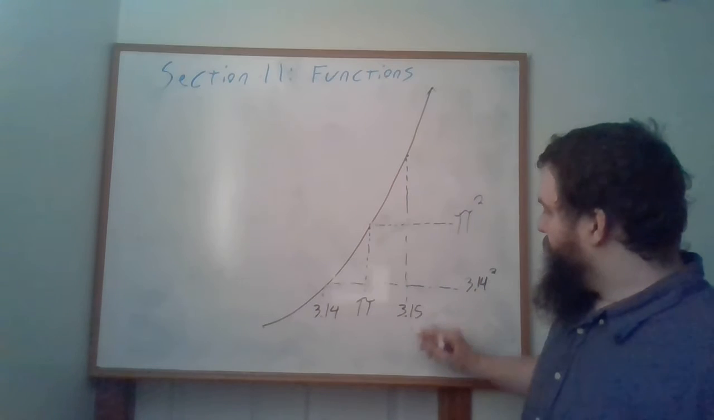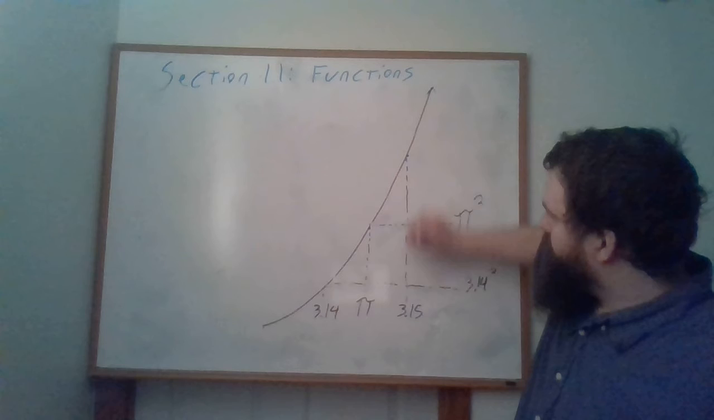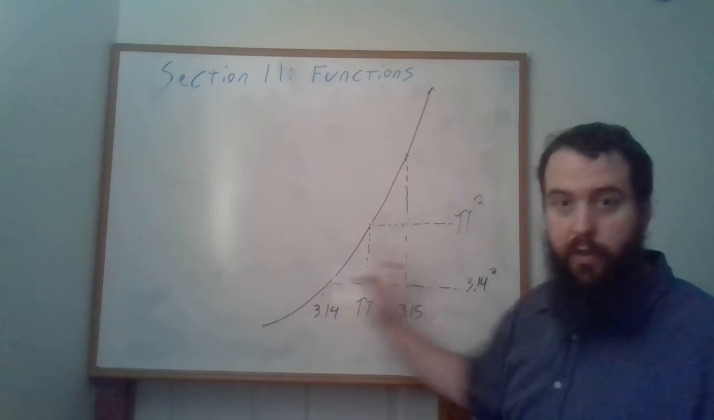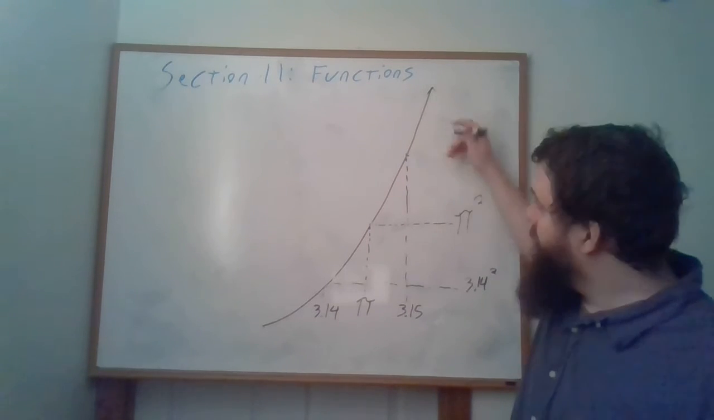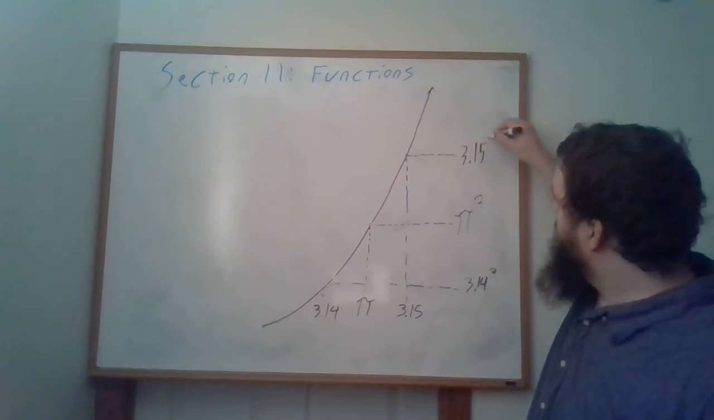And then, of course, if we plug in 3.15 squared, it's going to intersect the graph way up here, right? We just go to x equals 3.15, and we go up until we hit the graph. And when we hit the graph, that's going to be 3.15 squared.